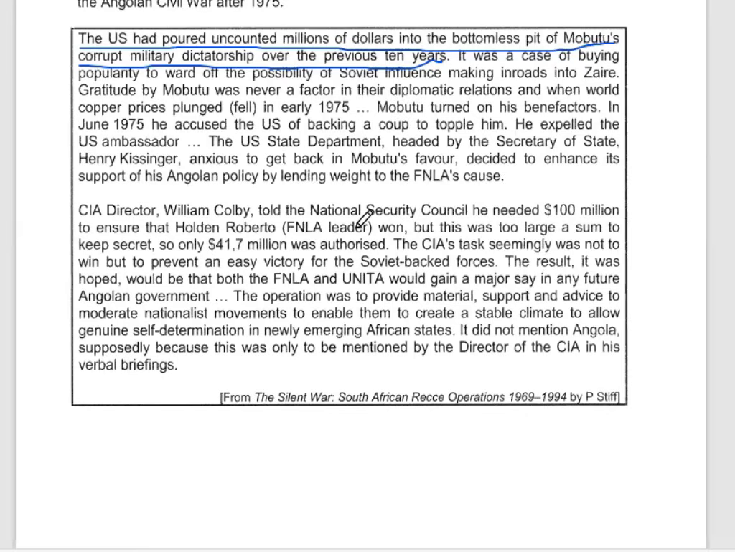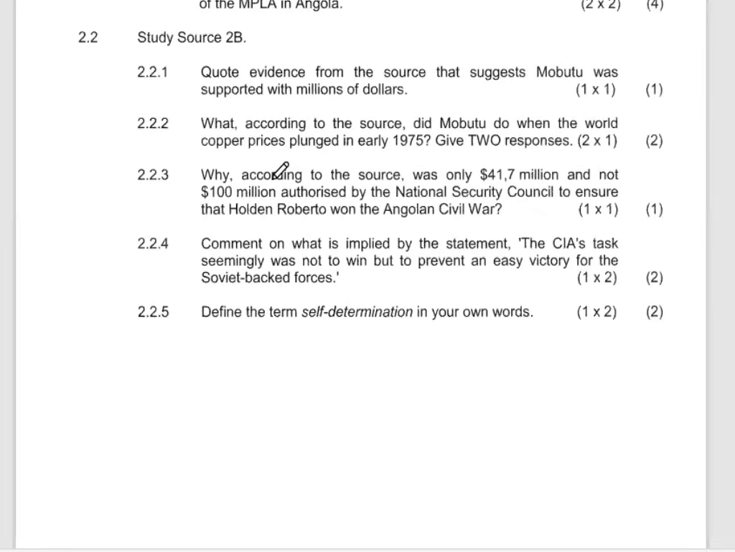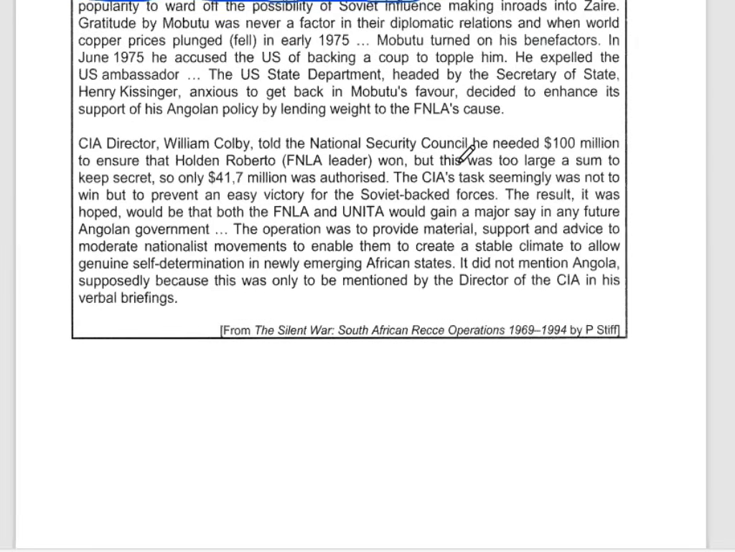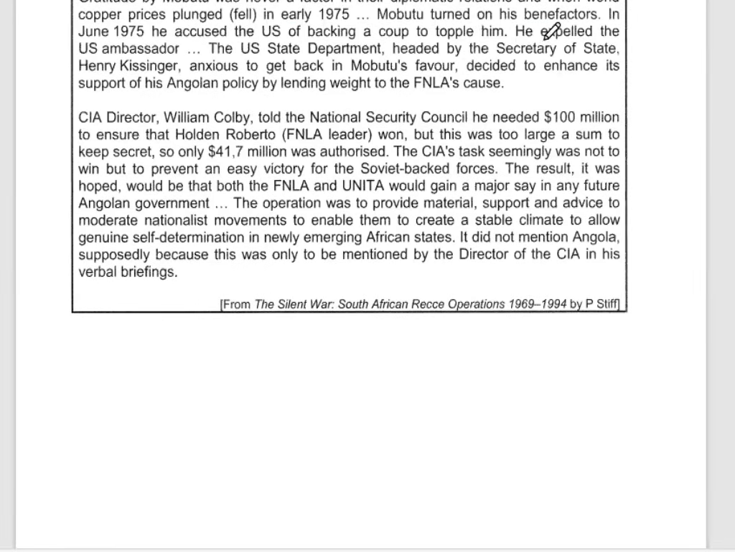Moving on to the next question, number 2.22. The question is saying, what, according to the source, did Mobutu do when the world copper prices plunged in early 1975? Give two responses. Again, it's an extraction question. It says, he expelled the US ambassador, one.